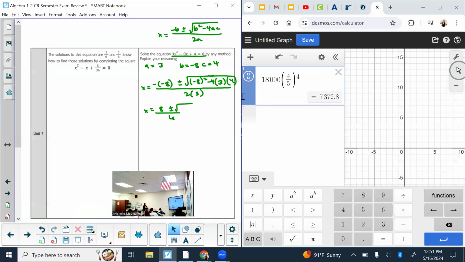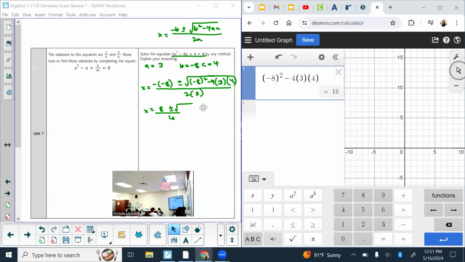So this is me putting what's under the square root symbol in the calculator. It is so important. If you don't put the parentheses around this -8, it'll give you the wrong answer. So you have to do it. I don't know how many times I say it and people still don't listen. You have to do it.